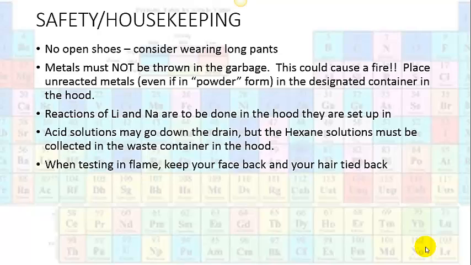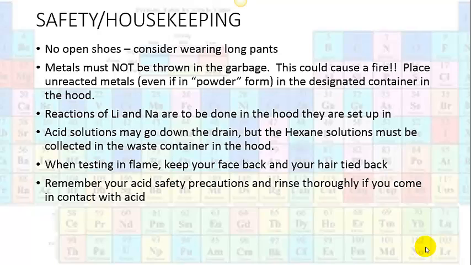When you're testing your reactivity in flame, please keep your face back. I've seen some of these reactions be quite violent and have a little mini pop or explosion. Just keep your face back. Don't be hovering over the flame, obviously, and keep your hair tied back. Remember your acid safety and your base safety as well. We are working with some acids this week, and some of your reactions will be producing a basic solution. So just keep in mind your acid and base safety.